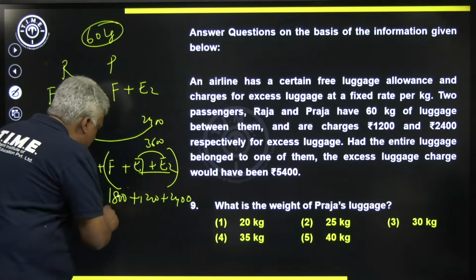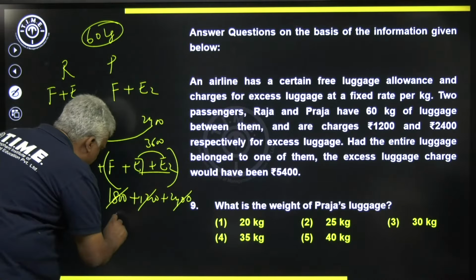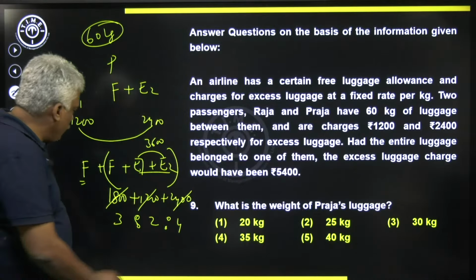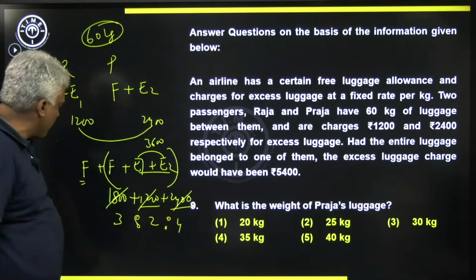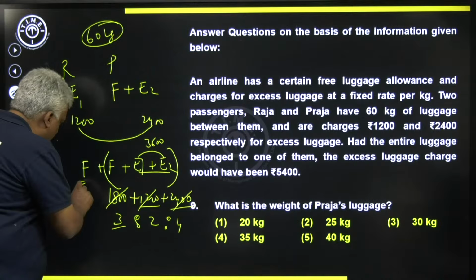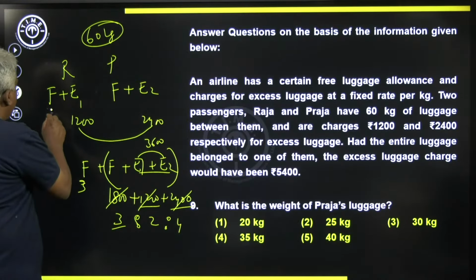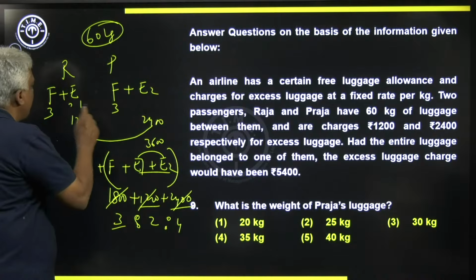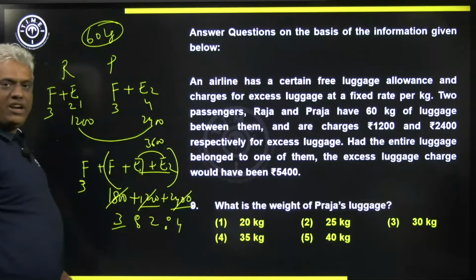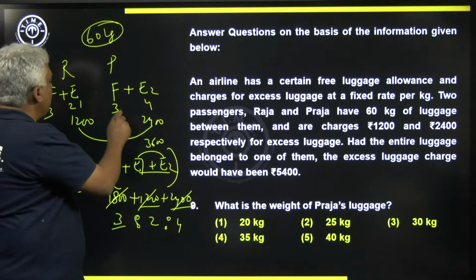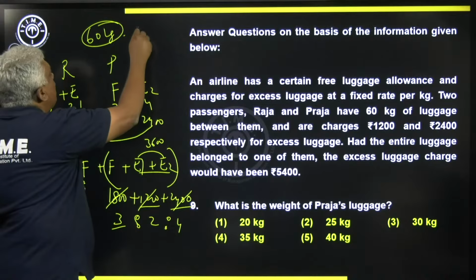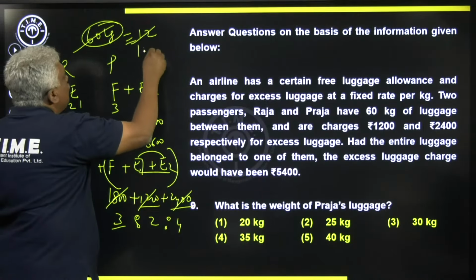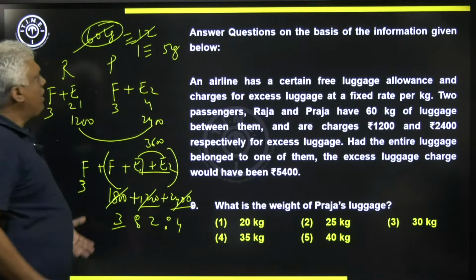So the ratio of luggage will be what? If you divide by 600, it is 3 is to 2 is to 4, right? So one guy is carrying 2 parts extra luggage, one carries 4 parts extra luggage, and 3 parts is free. So 3 parts free here, he's carrying 3 parts, this guy is carrying 2 parts extra, and this guy is carrying 4 parts extra, right? So total luggage is 3 plus 4, 7, plus 5, 12 parts. 12 parts is equivalent to 60 kg. So one part is equivalent to 5 kg, right?